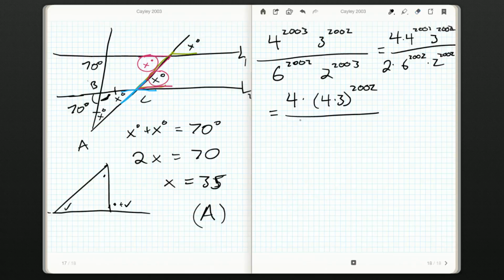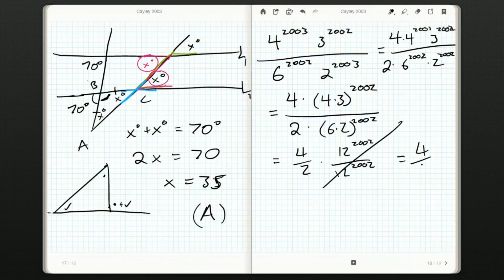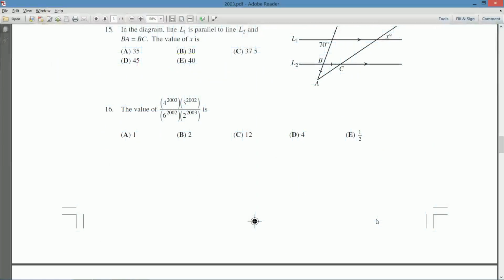And on the bottom, we had the 2 left out, and then 6 times 2 to the 2002. So really, this is 4 over 2 times 12 to the 2002 over 12 to the 2002. Well, I don't care what that number is. It's something divided by itself. It's going to go away. We're just left with 4 over 2, and that's quite simply 2, and I believe I said that was B. Okay. So that one would work great.